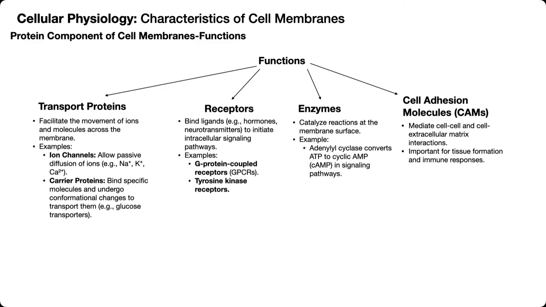Right, so here we're looking at the different types of proteins and their functions. We could maybe say these are the functional proteins. And we divide them up into four categories: transport proteins, receptors, enzymes, and cell adhesion molecules. And there's a cool little analogy that I found that will help explain what each of these are.